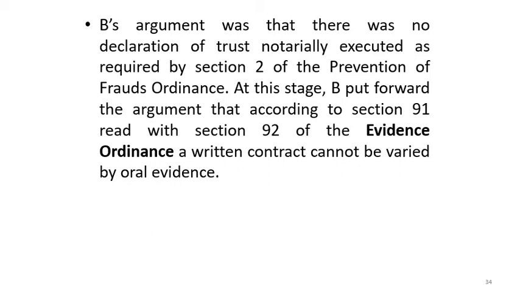B's argument was that there was no declaration of trust notarially executed as required by Section 2 of the Prevention of Frauds Ordinance. Now, as we have seen when we studied the express trust, an express trust must be executed in terms of sections 5.1 and 5.2 of the Trusts Ordinance. Section 5.1 relates to immovable property, which should be executed notarially. What is the meaning of notarially executed? It should be executed in terms of Section 2 of the Prevention of Frauds Ordinance.